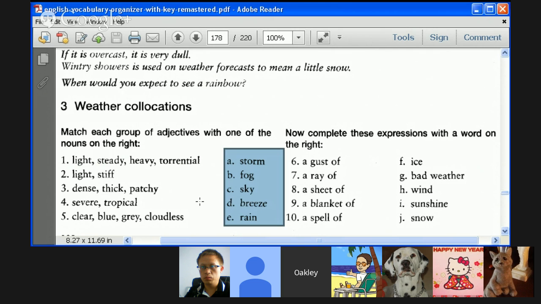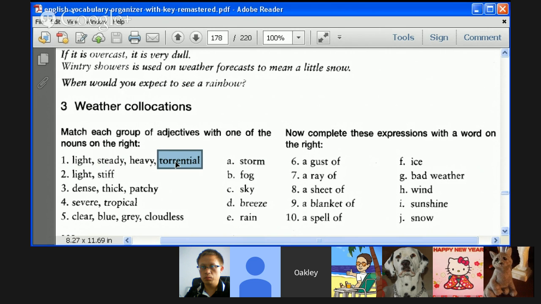Rain. All of them would match up with rain. Okay. For example, torrential. Yes, I have a question. Sure, go ahead. What is torrential? Okay, what I was about to say.